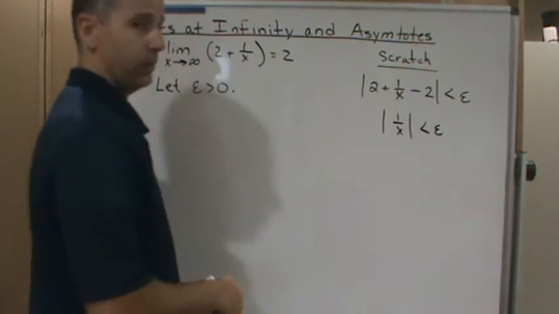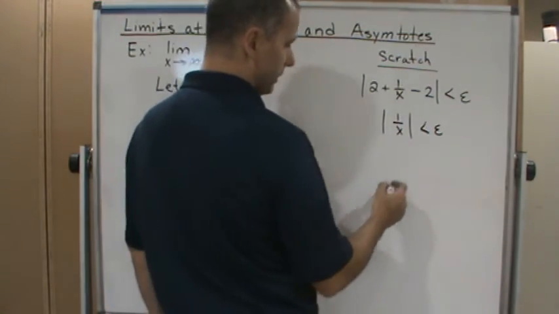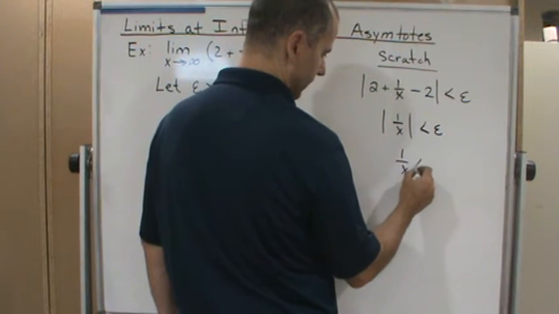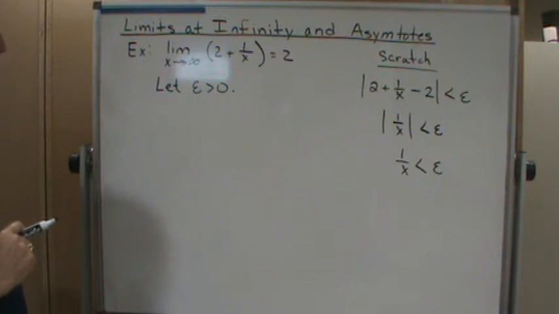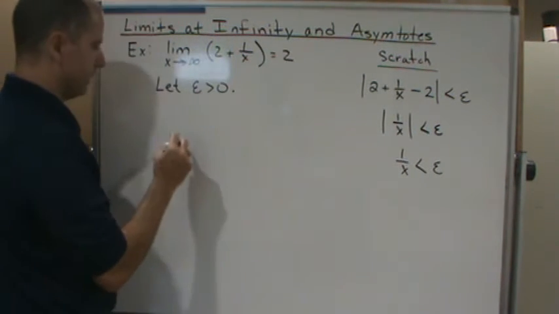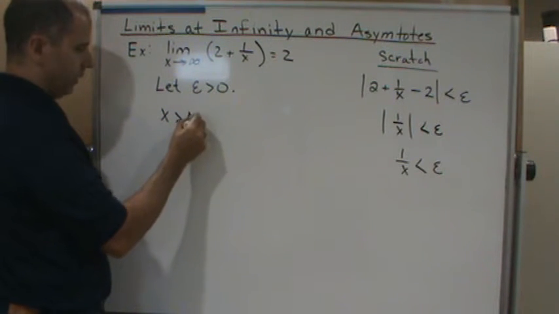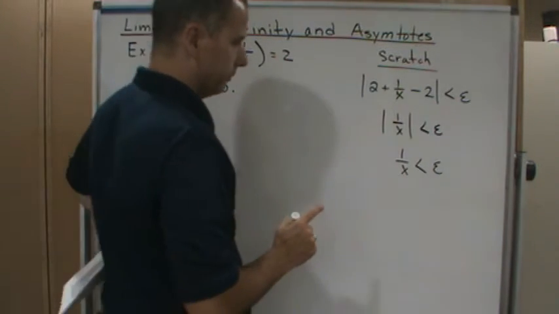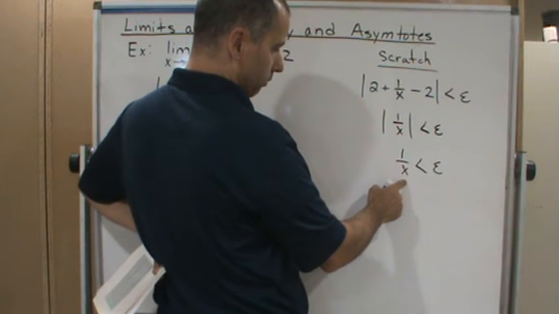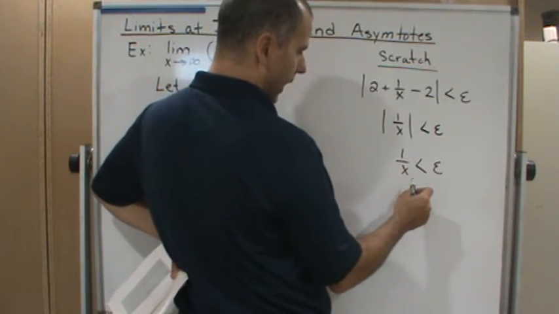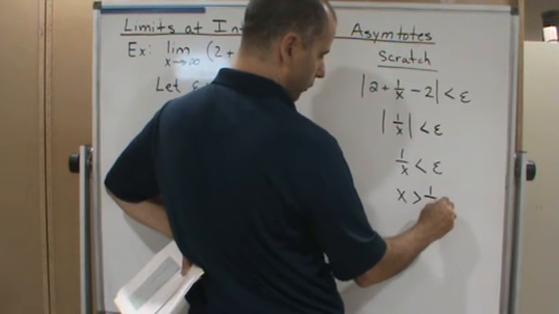And since x is going to be a positive number, why? Because it's going to positive infinity. So x is going to be positive, so we can write this as 1 over x is less than epsilon, right? Now, the thing is realize that we want this to be true for all x greater than n, right? So what should we make n? Well, let's solve for x here. If we solve for x, we get x is greater than 1 over epsilon.